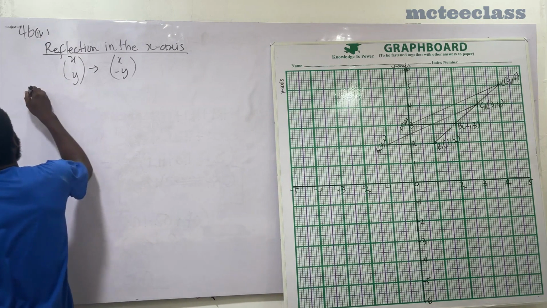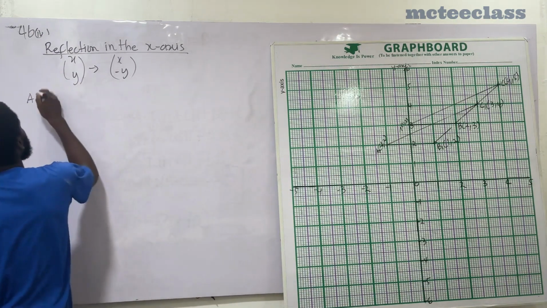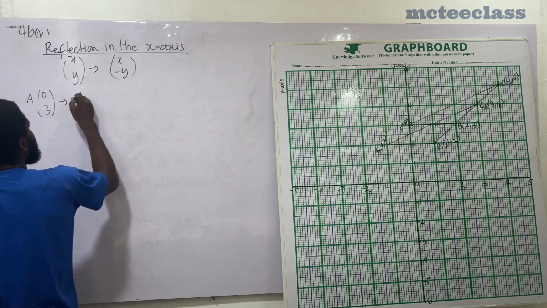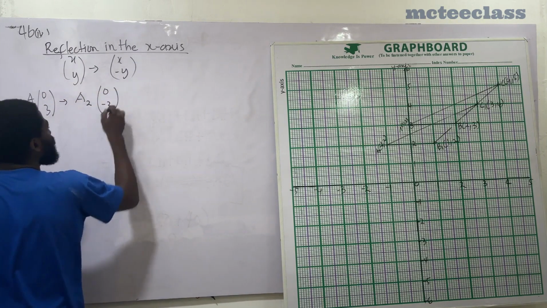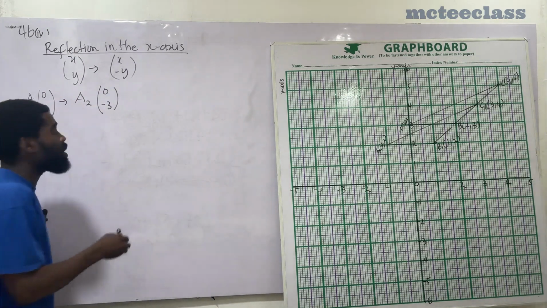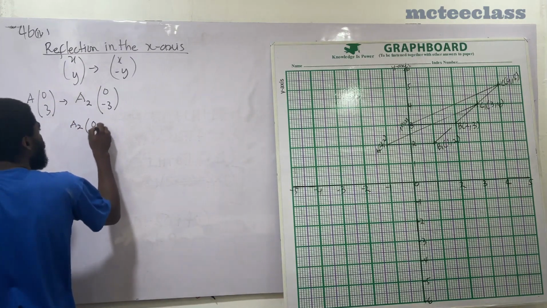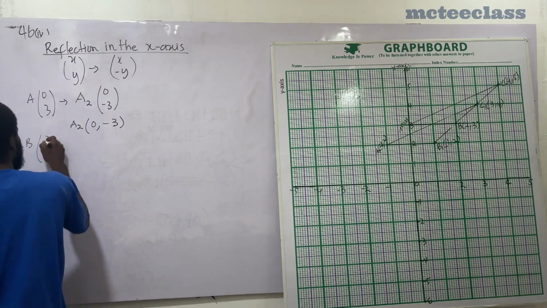So, let's go. We are transforming A, which is (0, 3). And (0, 3) should give birth to A2, which is: maintain 0 and negate 3. Maintain 0 and negate 3. Then we have A2 to be (0, minus 3). Then we have B, which is (2, 3).